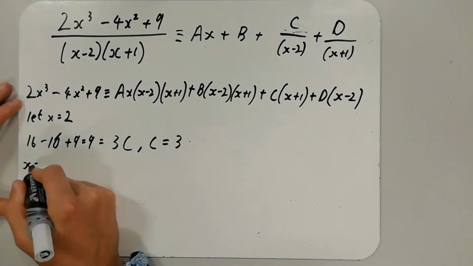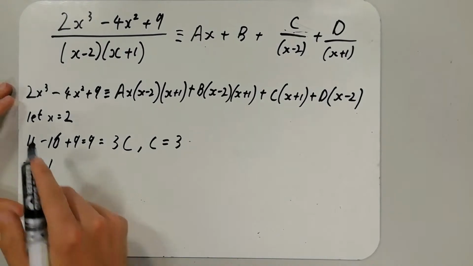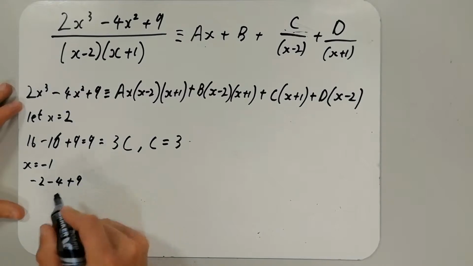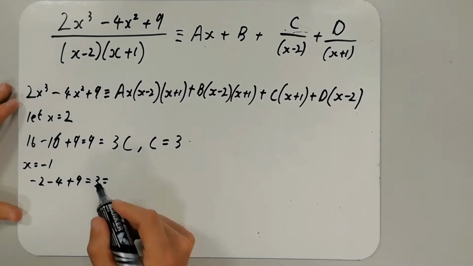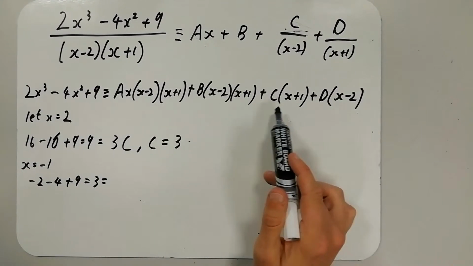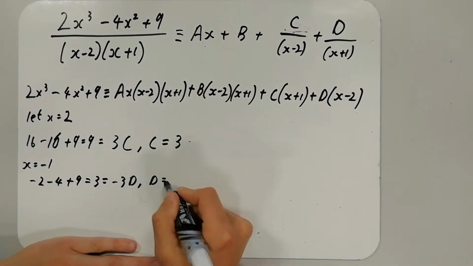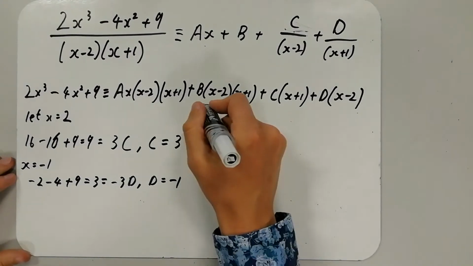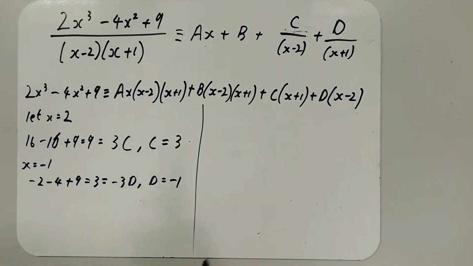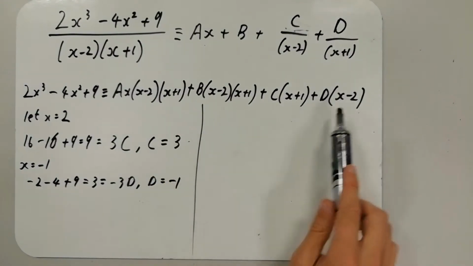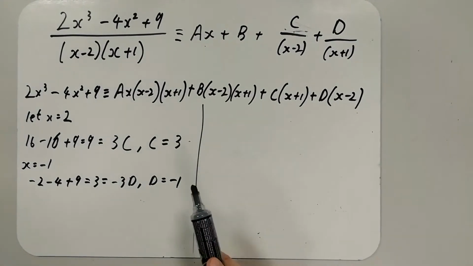Next value to choose is x equals minus 1. So that's going to give me minus 2, minus 4, plus 9, 3. On the right hand side I get 0, 0, 0, minus 3 lots of d, d is minus 1. I can trust that. Okay, similar to what we did before, we now notice that I can't choose any really nice values of x that eliminate most of my terms. I need to either equate coefficients or set x to equal something.